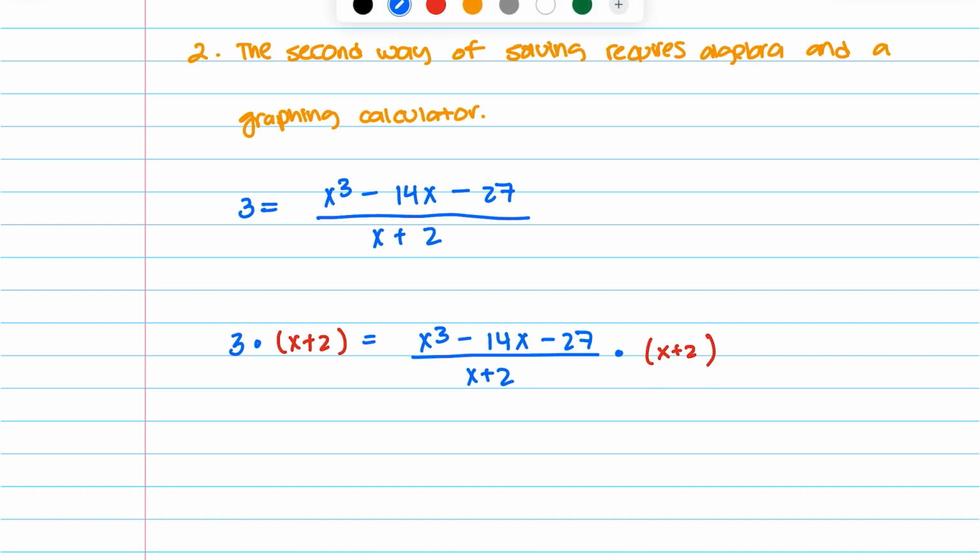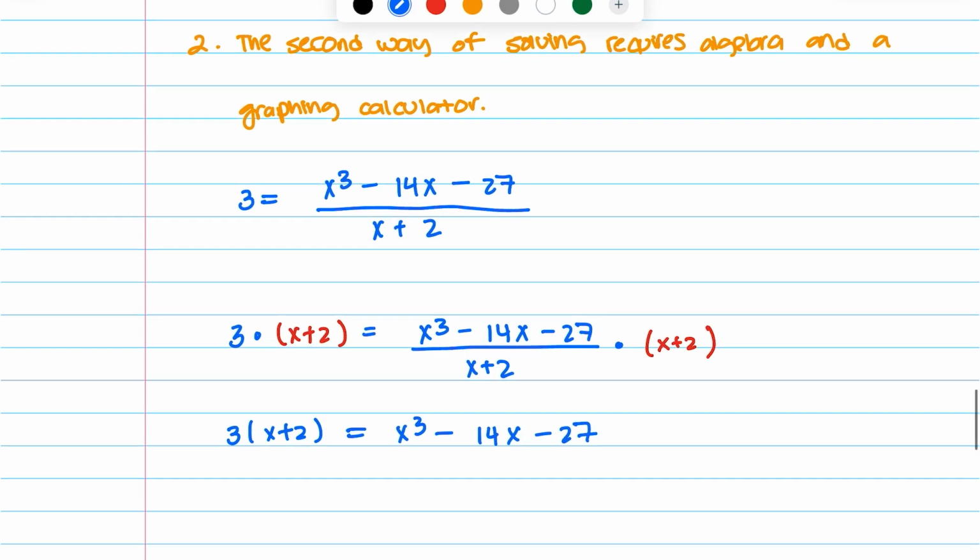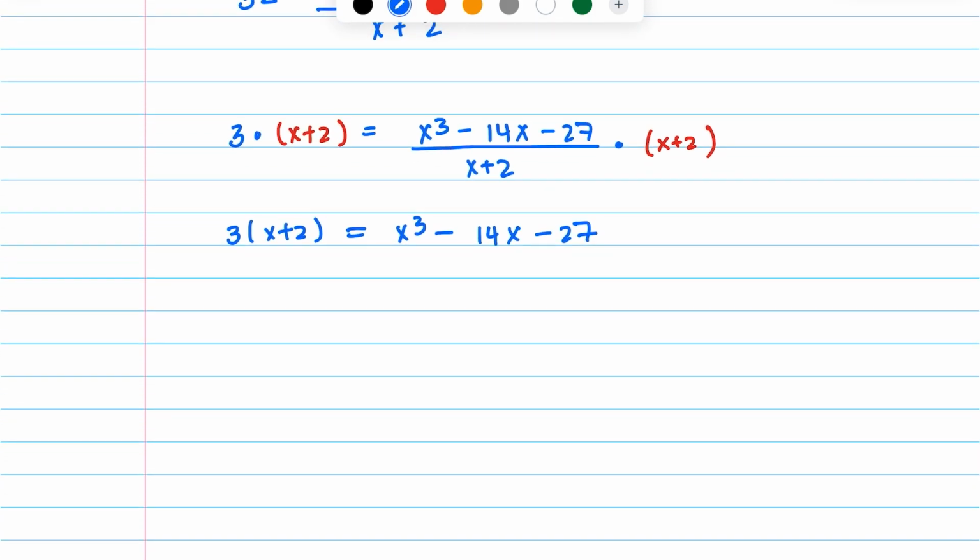Now, on the left-hand side, all we're going to end up with is 3 times x plus 2 is equal to x to the power of 3 minus 14x minus 27. And so at this point, we can distribute the multiplication going on the left-hand side. And so 3 times x is 3x, and 3 times 2 is 6. And on the right-hand side, we'll end up with the same expression, x cubed minus 14x minus 27.